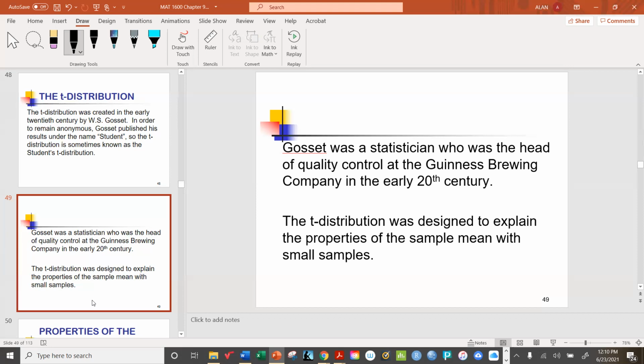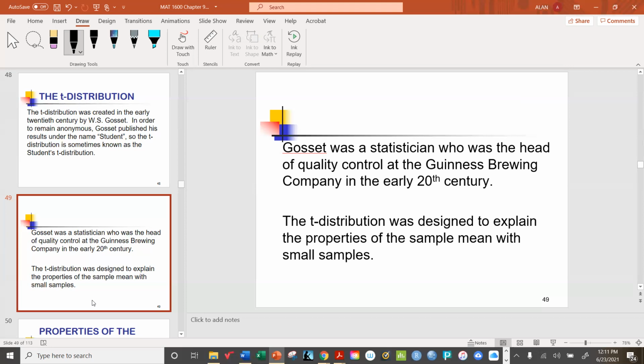And that's what Gossett set out to do. He realized that, according to the central limit theorem, we can always use the normal distribution with large samples. What do we do if there are small samples? Nobody had ever written about that. So Gossett said, you know what? I'm going to take a shot at this. I'm going to demonstrate a new distribution that we can use when the conditions of the central limit theorem don't hold. And of course, it's been used ever since. It turned out to be so successful that statisticians have used it ever since.